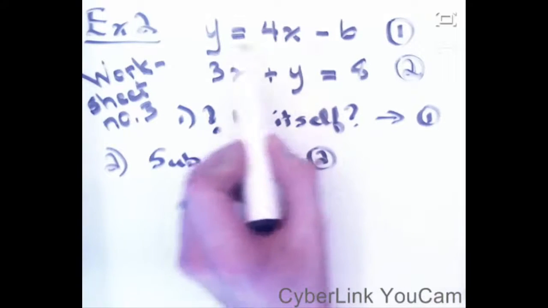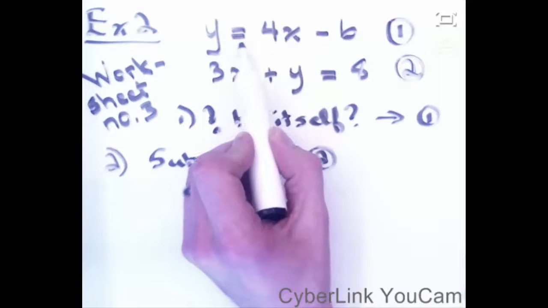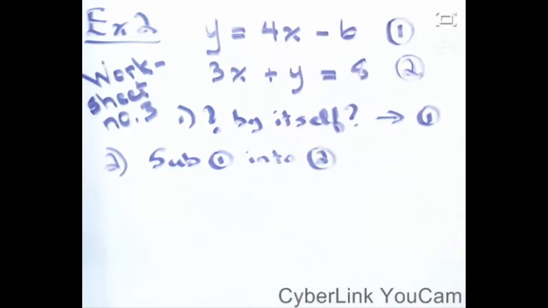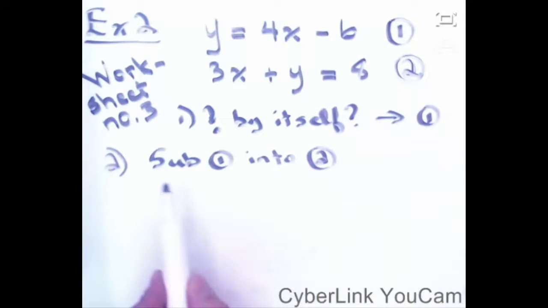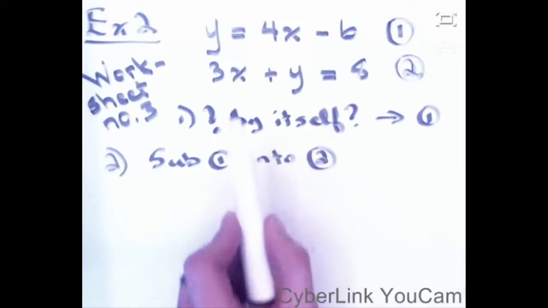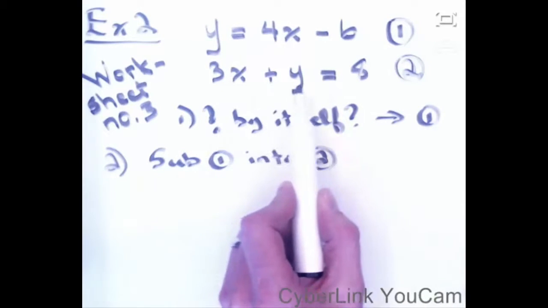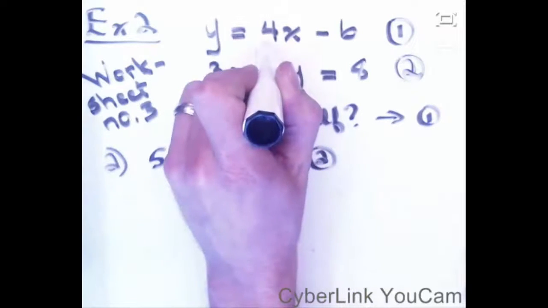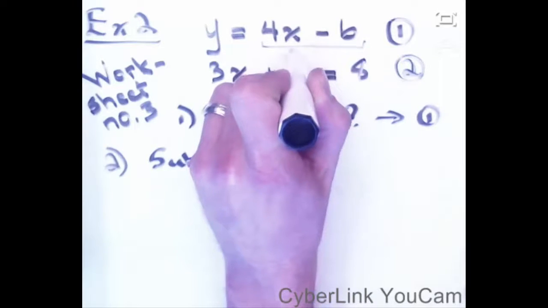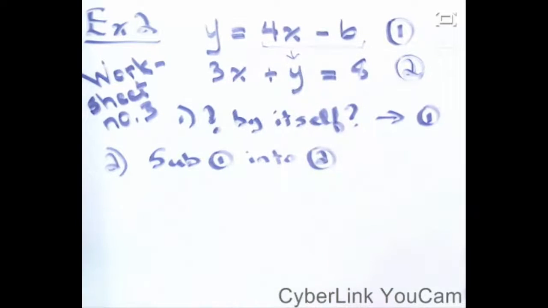From equation 1, we learned that y is the same thing as 4 times x take away 6. So y is equal to 4 times x take away 6. We're going to sub what belongs in 1 that I just discussed into 2. So anywhere we see a y in equation 2, right here, instead of writing y, we're going to write all of this because it's equivalent. And here's how that looks.